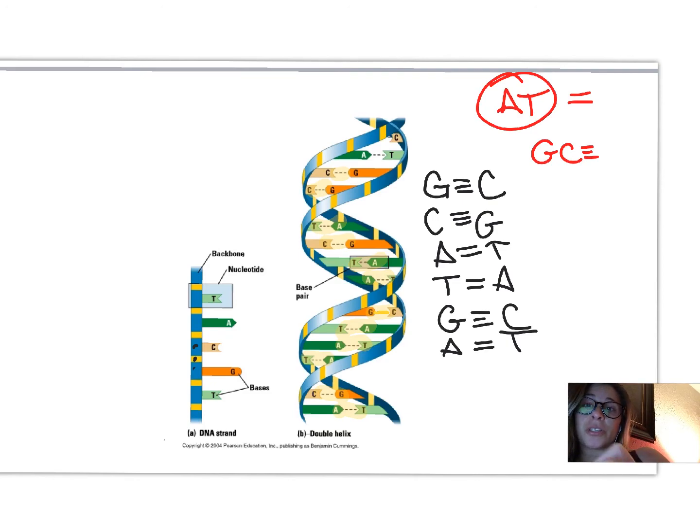So essentially, here's what your sequence looks like. When you have a GC, it's going to be 3 bonds. CG, all the way down. Now here's a problem that you might encounter on your homework.